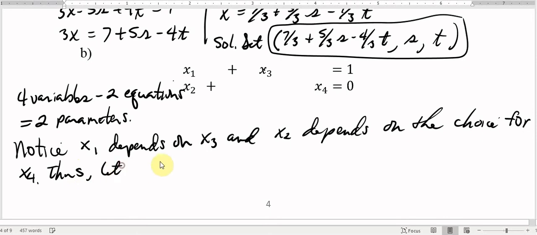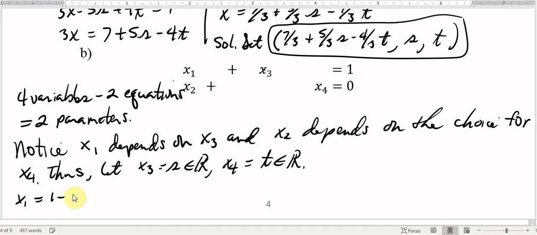Thus, let x sub 3 equal s, s is any real number, and x sub 4 equal t, any real number. So then we have x sub 1 is equal to 1 minus x sub 3, but x sub 3 is s, and x sub 2 is equal to 0 minus x sub 4. X sub 4 is t.